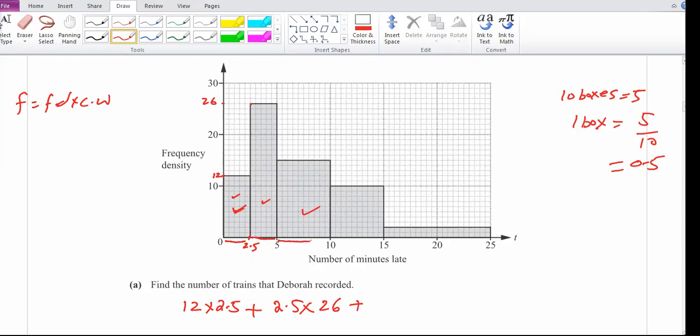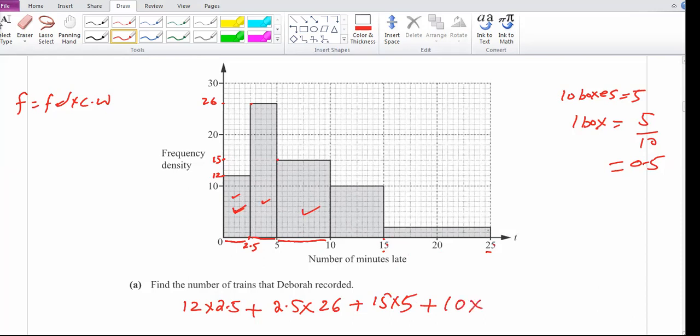What is the width of this one? 5. Okay. And what is the frequency density for this one? It is 15. So it will be 15 into 5 plus now for this one, starting from here till 25. What is the class width? 25 minus 15, it will be 10. Class width is 10, multiplied by the height.